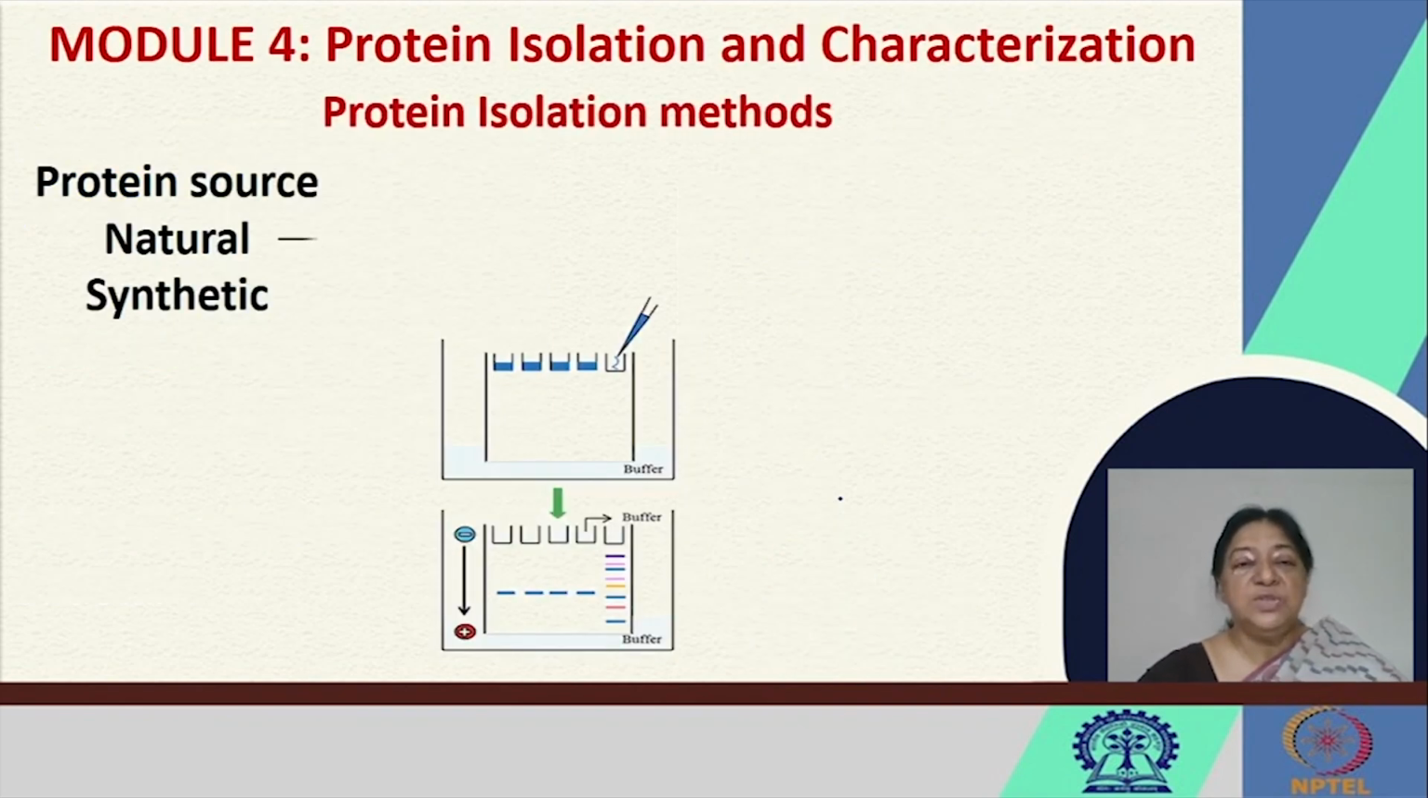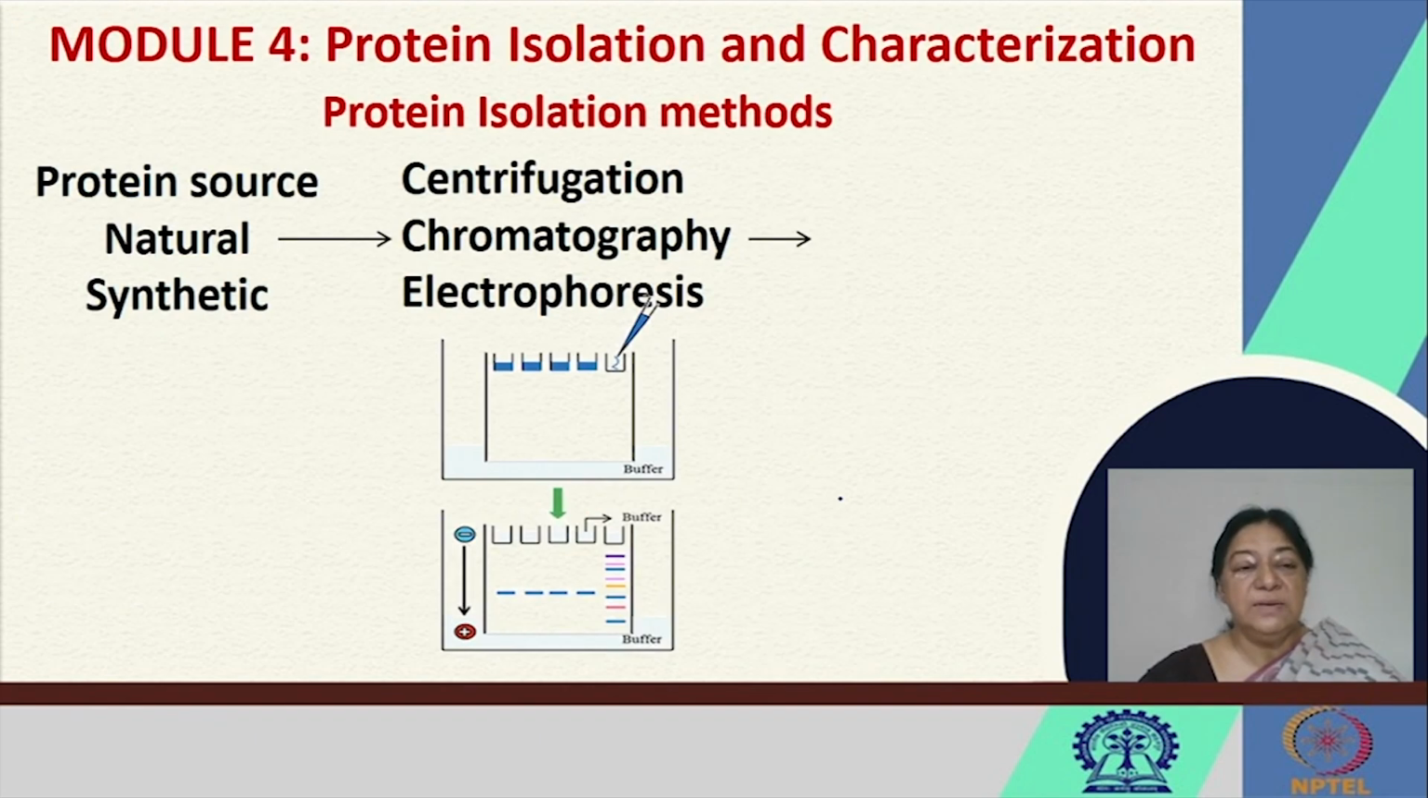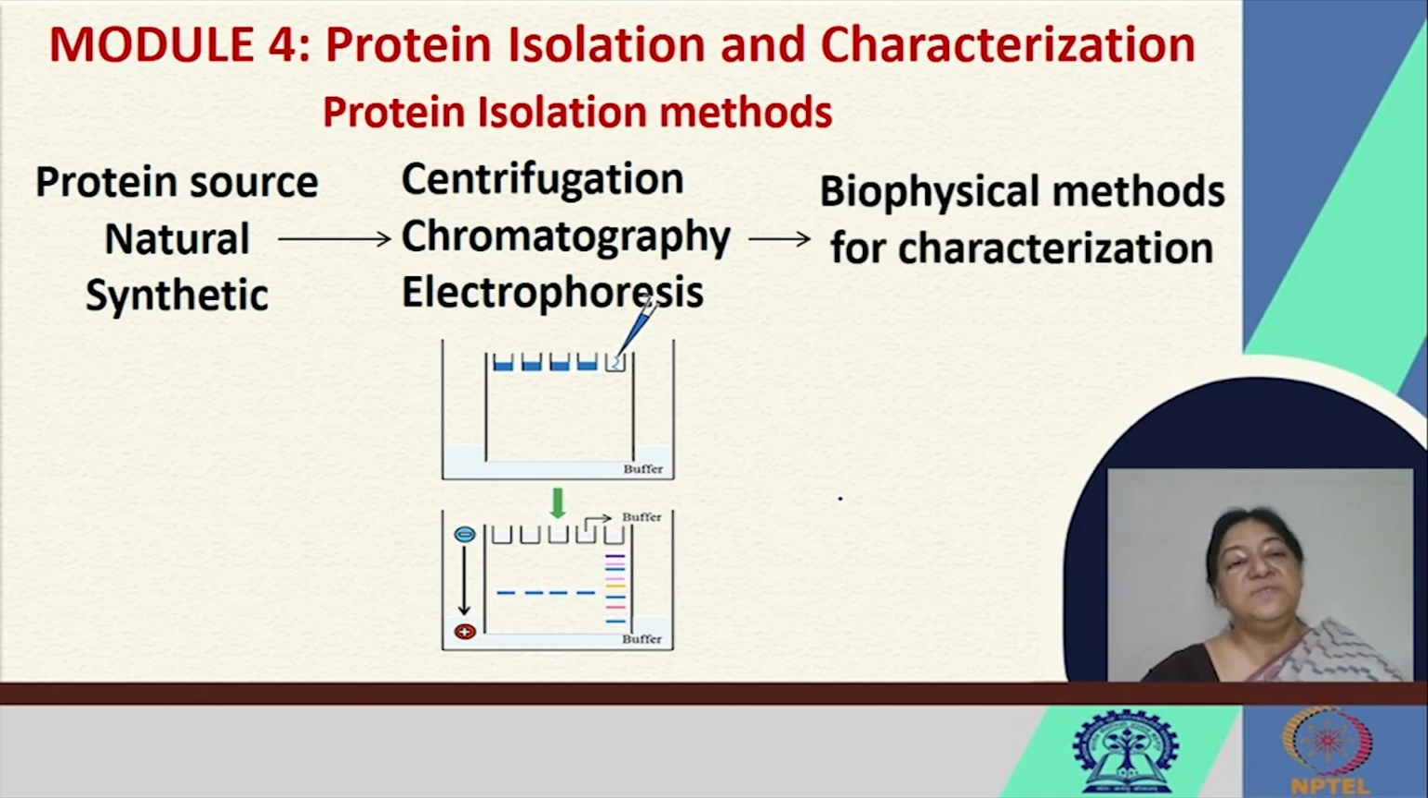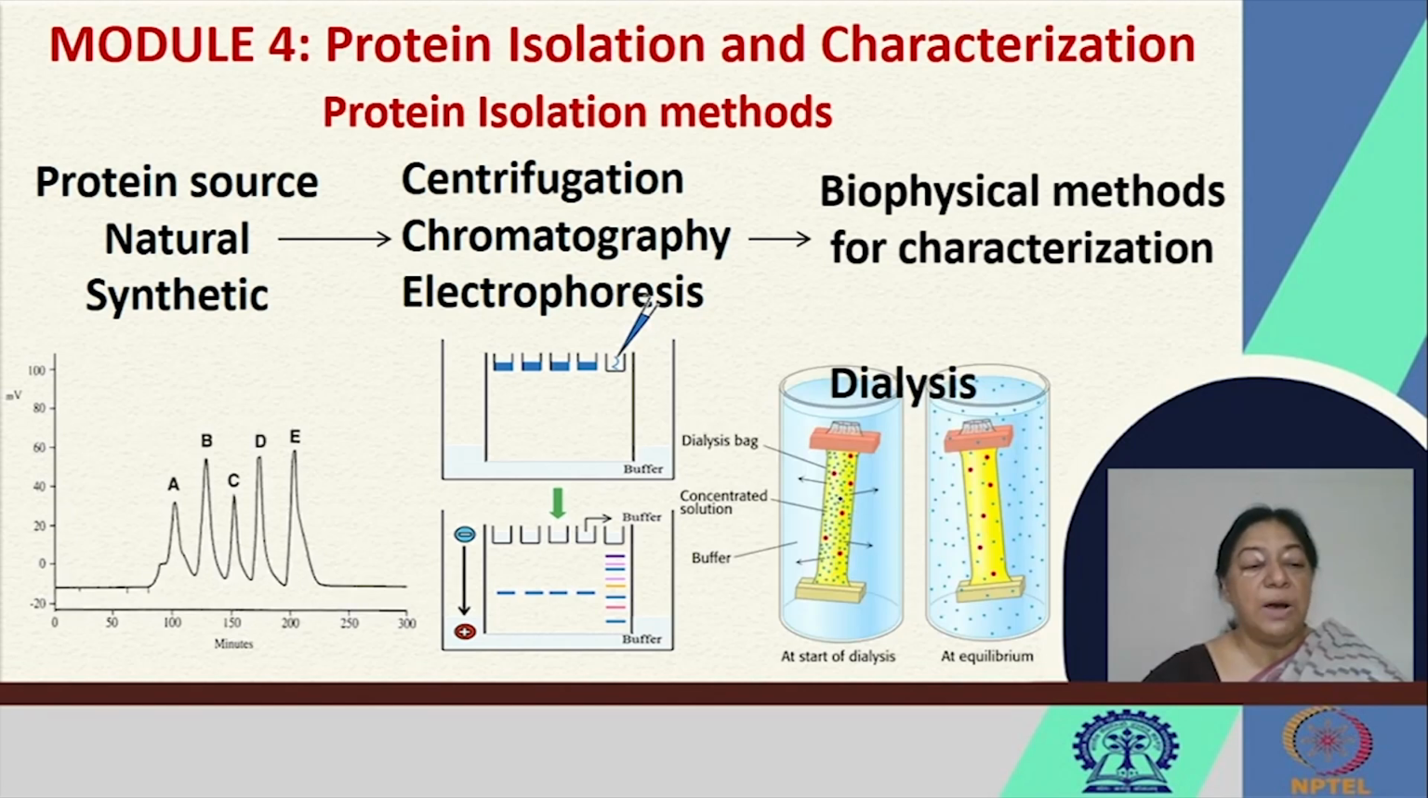In the protein isolation methods that we looked at, the protein sources could be natural or synthetic, and there could be expression of the protein, followed by centrifugation methods, chromatographic methods, electrophoresis methods, followed by specific biophysical methods for characterization. In the gel filtration methods, we learned about how we can get the specific chromatogram based on the sizes of the protein.